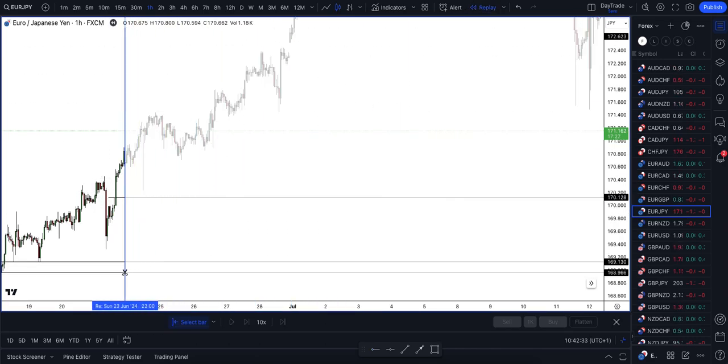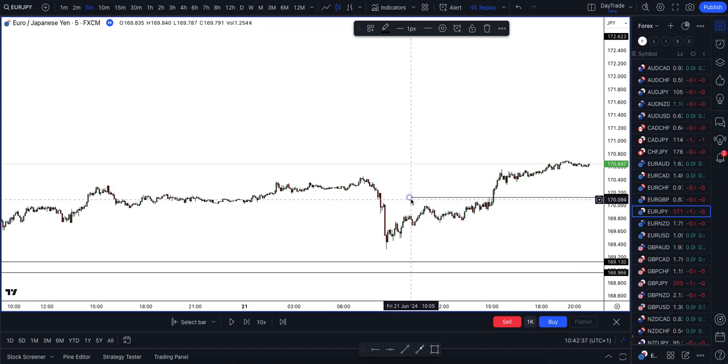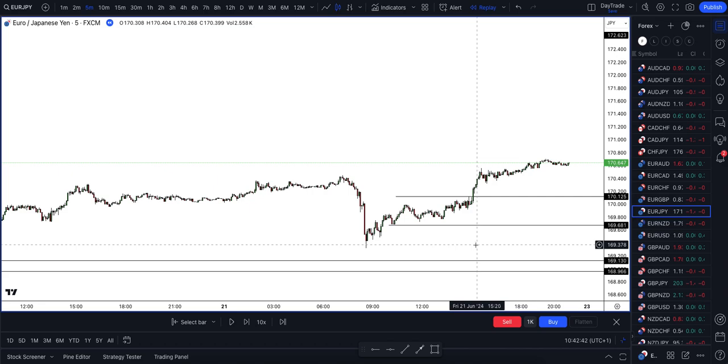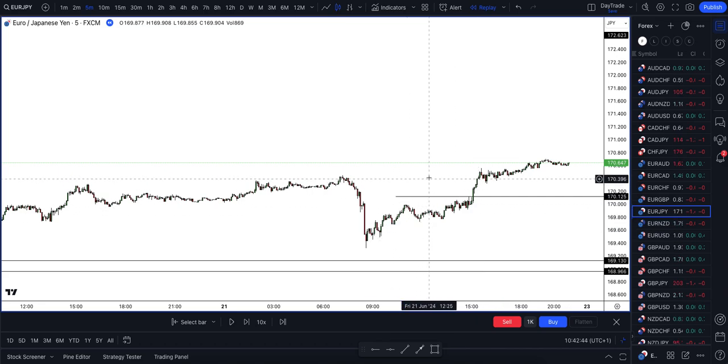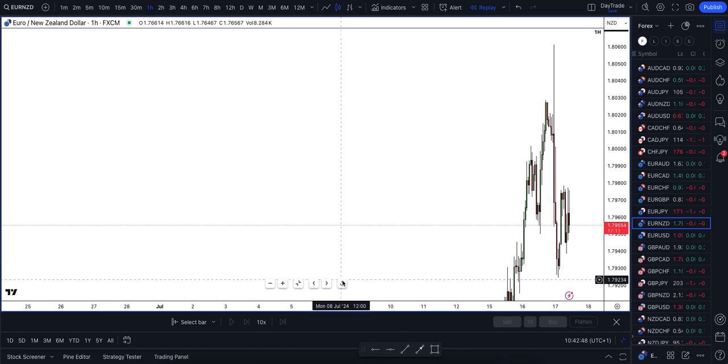What about here? Pretty choppy as well. No, not even going to look at that. Not even entertaining that one. Okay.